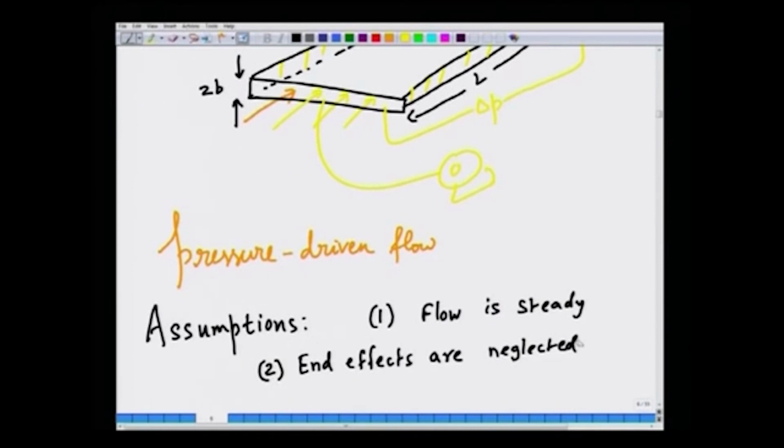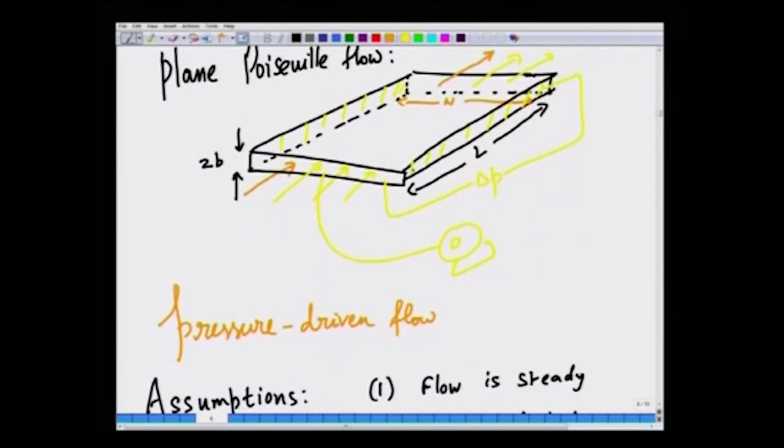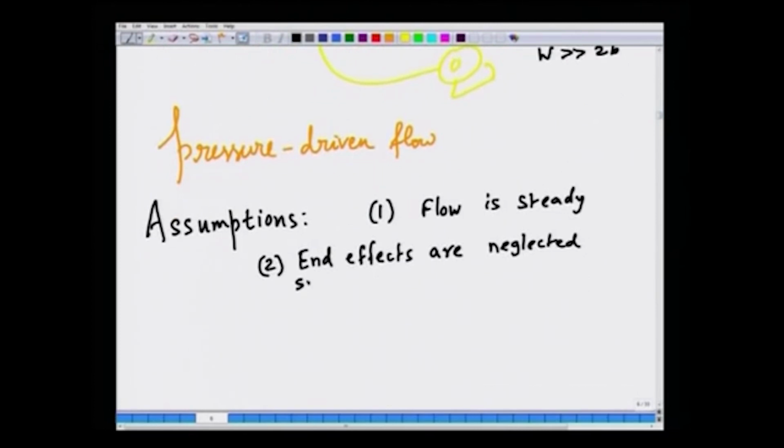That is, you have these two side walls, okay, and the fluid is entering and the fluid is leaving. If L is very large compared to 2b and W is large compared to 2b, okay, that is the gap thickness is very, very small compared to the length as well as width of the plates, then you can hope that the end or side effects, okay, are neglected. So, the only non-zero flow velocity is the x component.